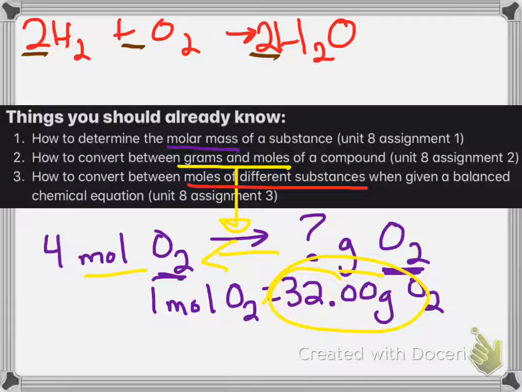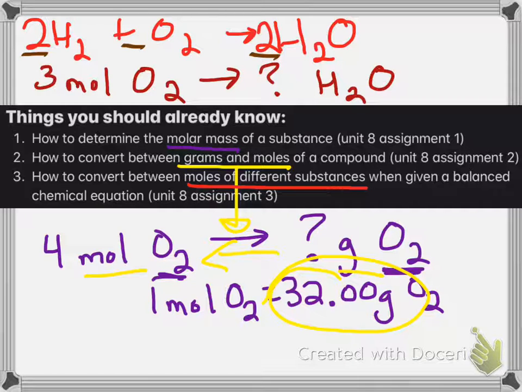So if I had, let's say, 3 moles of oxygen, I am able to convert that into my moles of H2O by using this relationship, 2 to 1. So if 1 mole of oxygen can produce 2 moles of water, 3 moles of oxygen can produce 6 moles of water. So if any of these things are still confusing, please refer back to the previous assignments and the previous videos and get clarification on that.